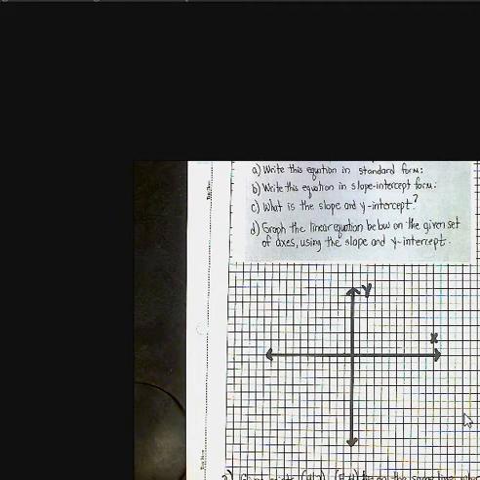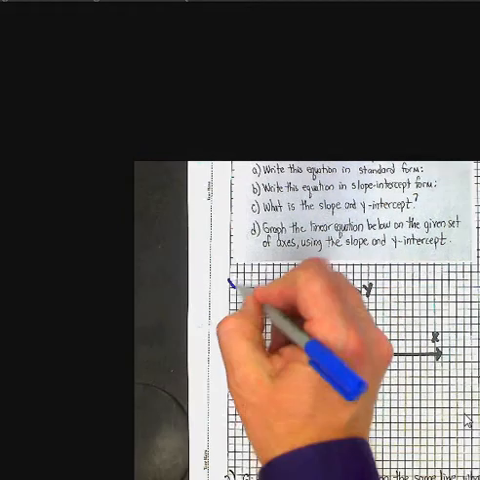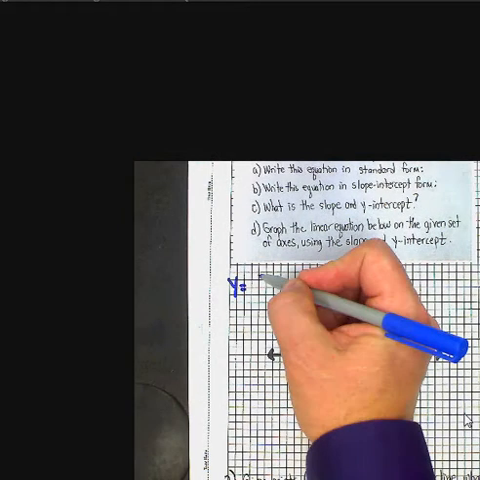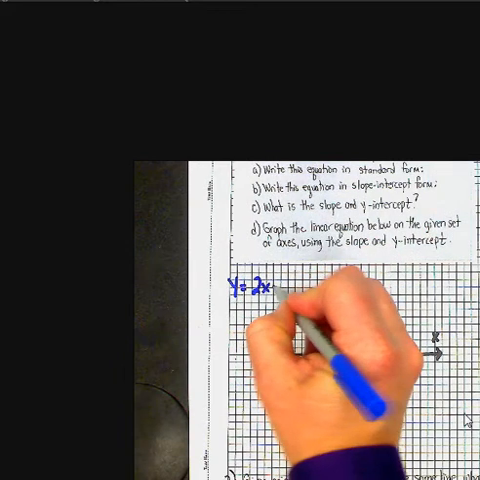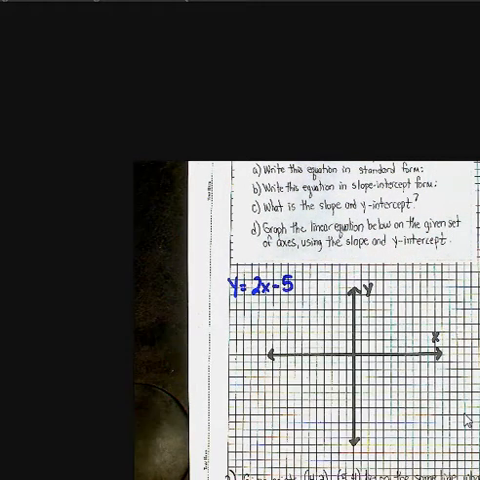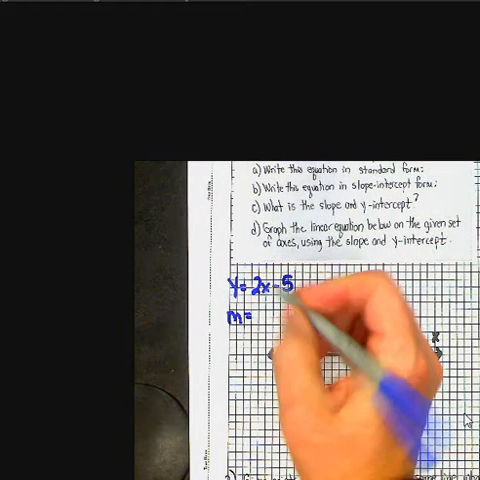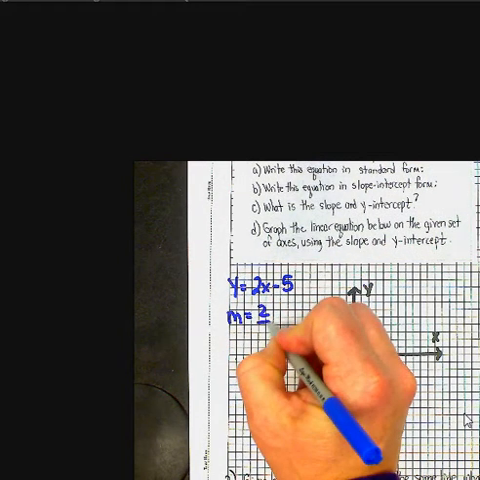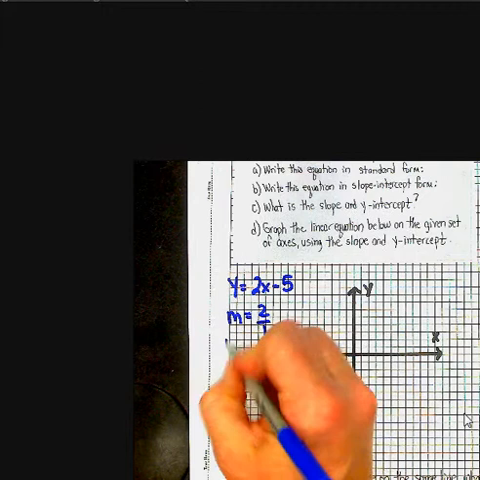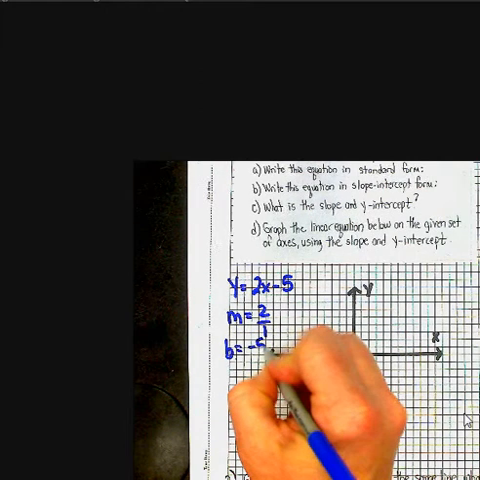Now the next question, part 4, says to go ahead and graph the equation y equals 2x minus 5, because that's the equation we got in slope-intercept form. In the previous part C, we found out the slope was 2 over 1, and the y-intercept was a -5. And I'm asking you to graph the equation of the line using those two pieces.